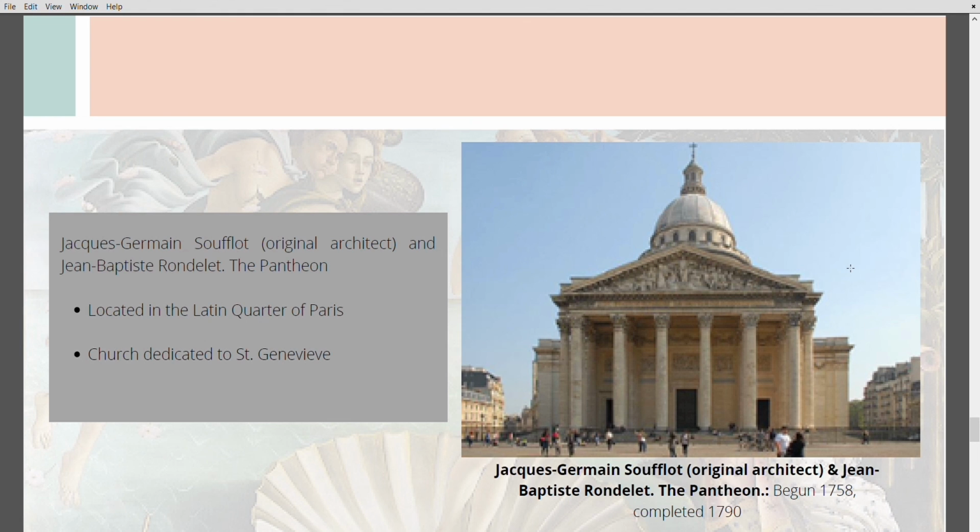The Pantheon by Jacques-Germain Soufflot, the original architect, and Jean-Baptiste Rondelet. The Pantheon, located in the Latin Quarter of Paris, was originally built as a church dedicated to Saint Genevieve and to house the reliquary chasse containing her relics.